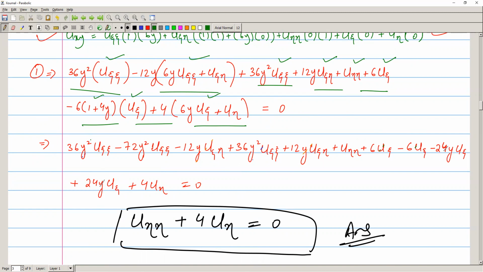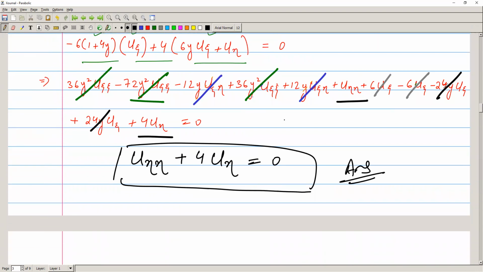Here it's positive 36y squared, and here it's positive 36, so it will be 72y squared u psi psi. Then here is negative 72, so I can cancel them. It's so easy. Then I have negative 12y u psi eta and positive 12y u psi eta, so negative and positive cancel each other. Then positive 6u psi and negative 6u psi cancel out. Then we have negative 24y u psi and positive 24y u psi, which cancel out. So what we are left with is u eta eta plus 4u eta.